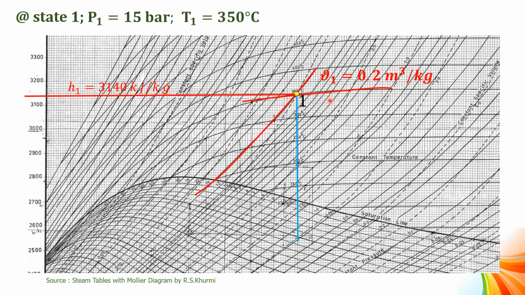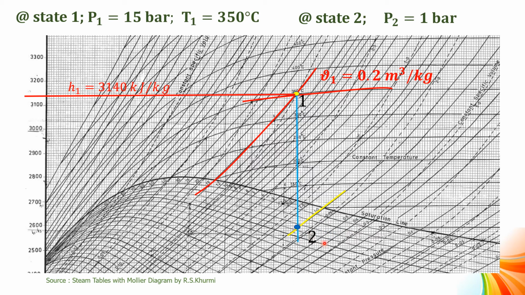Now, we know the process taking place in the nozzle is isentropic. Therefore, we have to draw a constant entropy line from point 1, that is, a vertical line downwards from point 1. We know the pressure P2 equal to 1 bar, which is given in the problem. So mark the 1 bar pressure line. The 1 bar pressure line and the vertical line meet at this point.